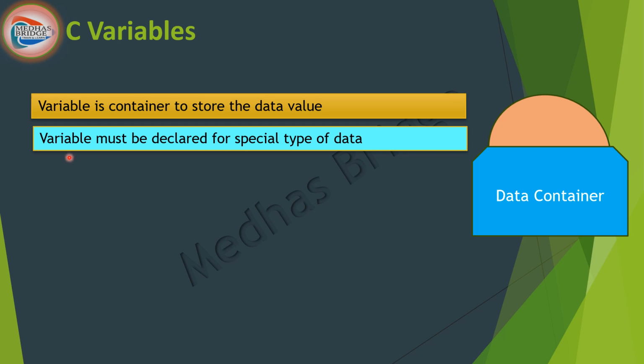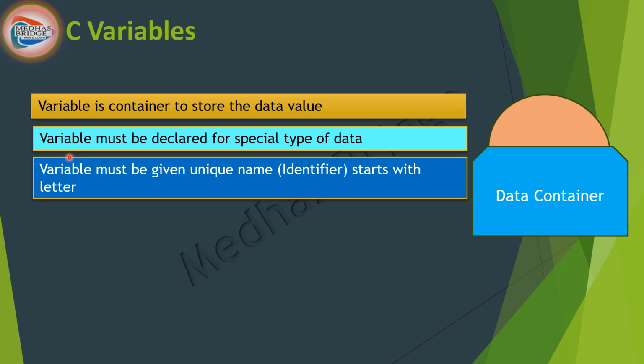Okay, so variables must be given a unique name. What that means is, like an identifier, you have to identify by giving a variable name. Once you have given a name to the variable, you cannot give the same name to another variable. That's what I mean by unique, right?